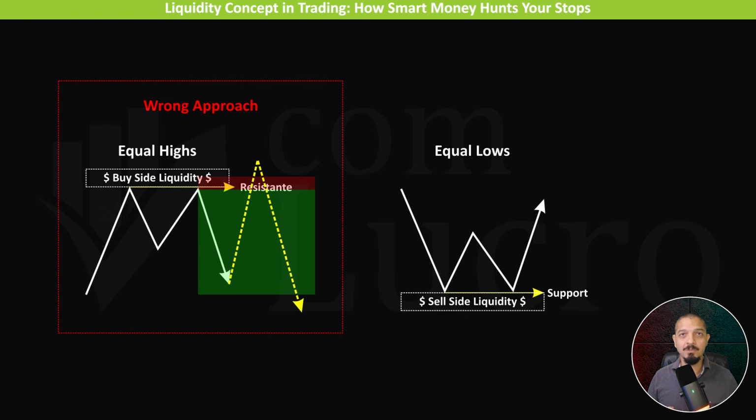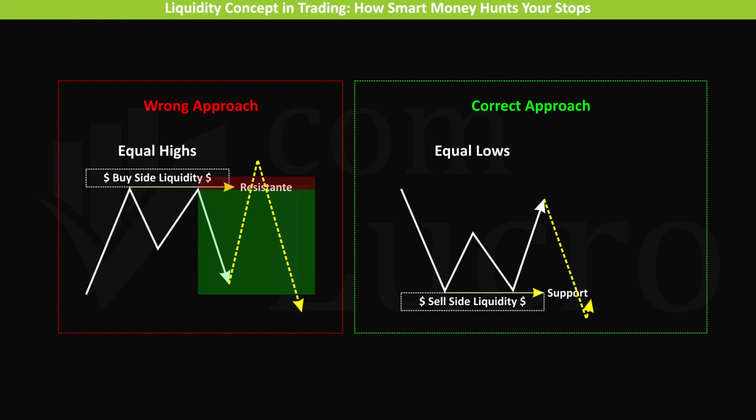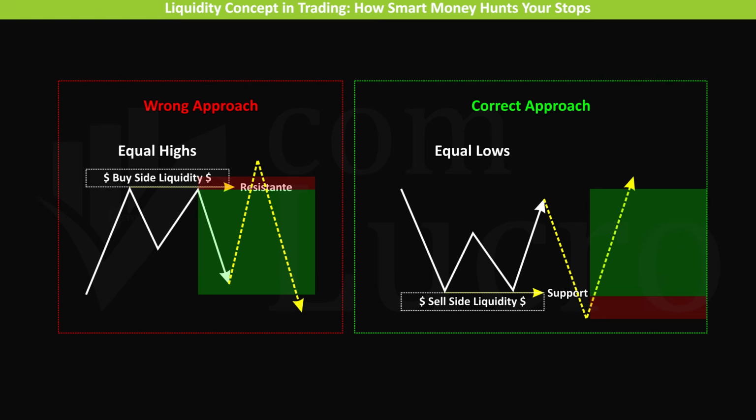Institutions, the participants who truly move the market, require large pools of liquidity to enter positions. They cannot enter anywhere they want. So what do they do? They patiently wait for price to sweep liquidity, and only then enter from the opposite side.